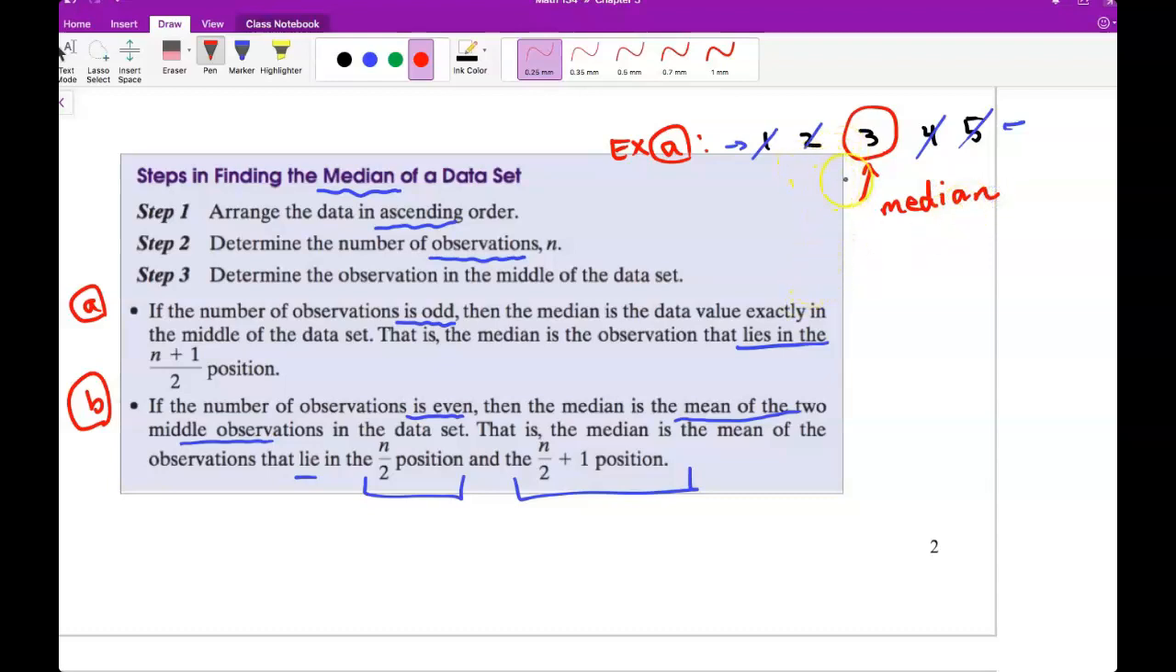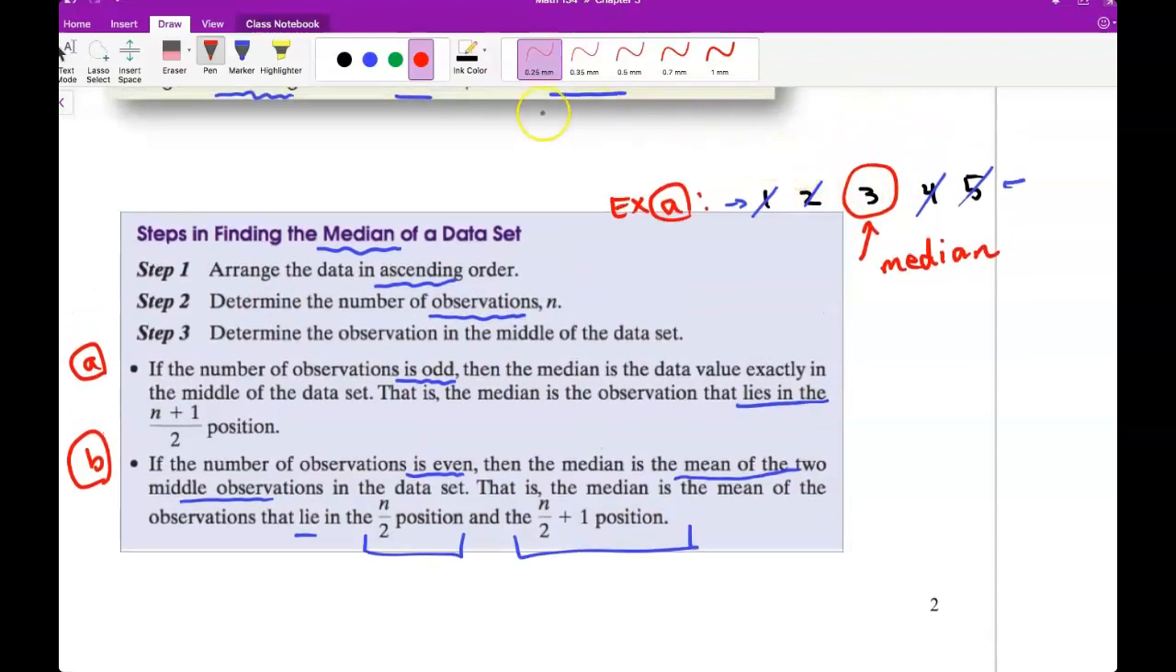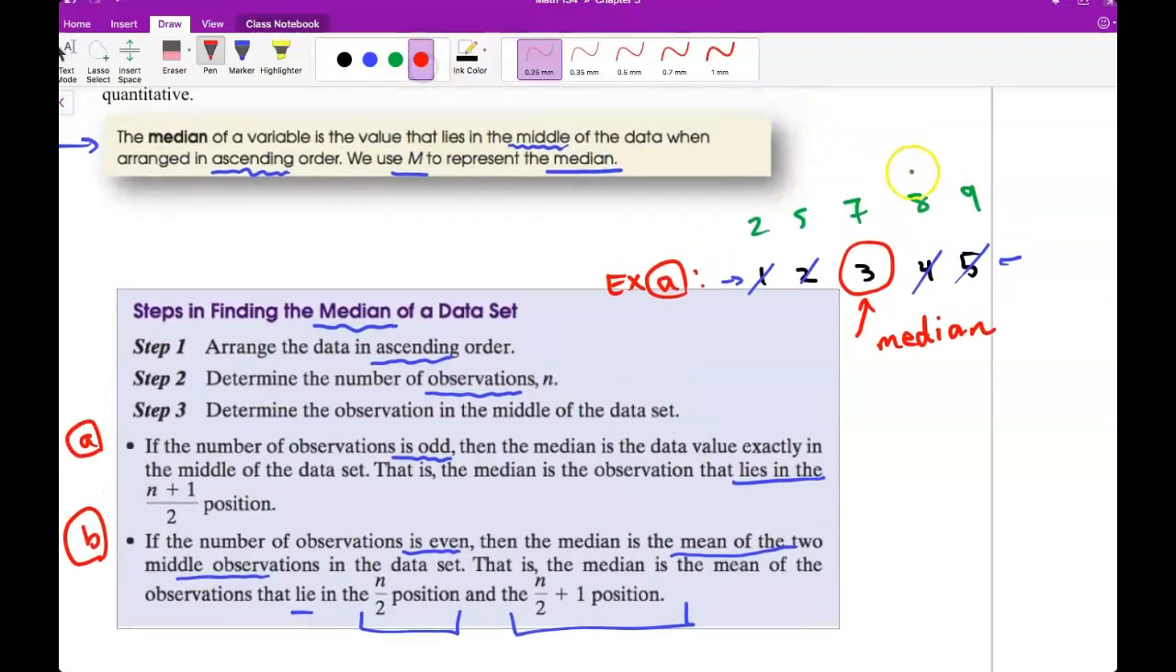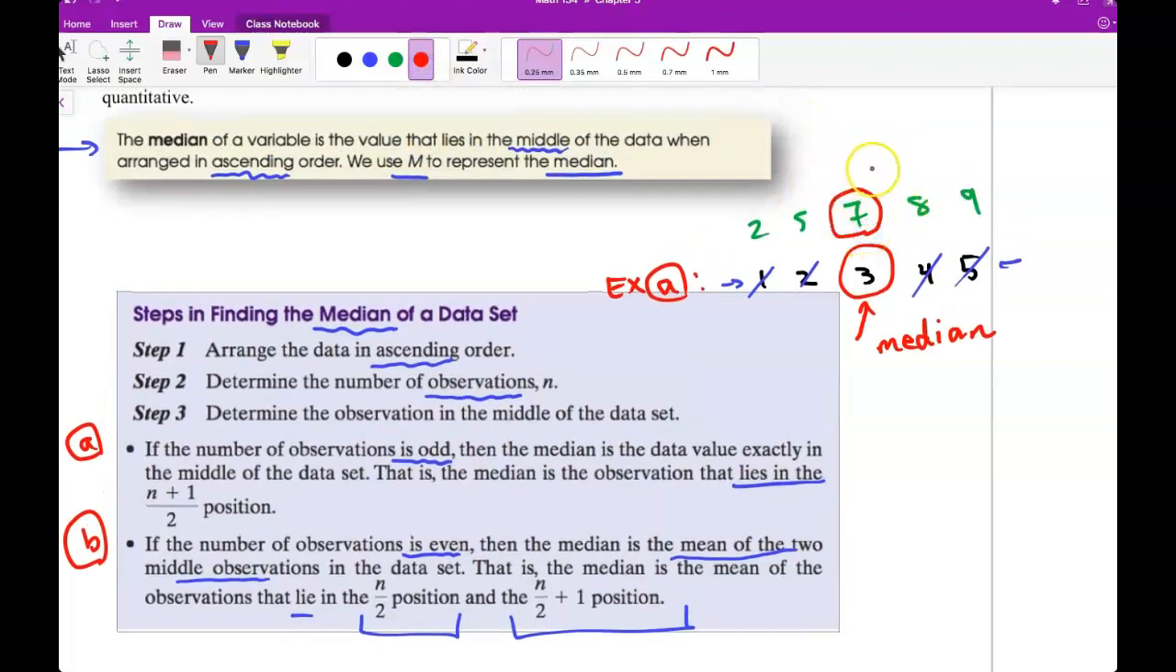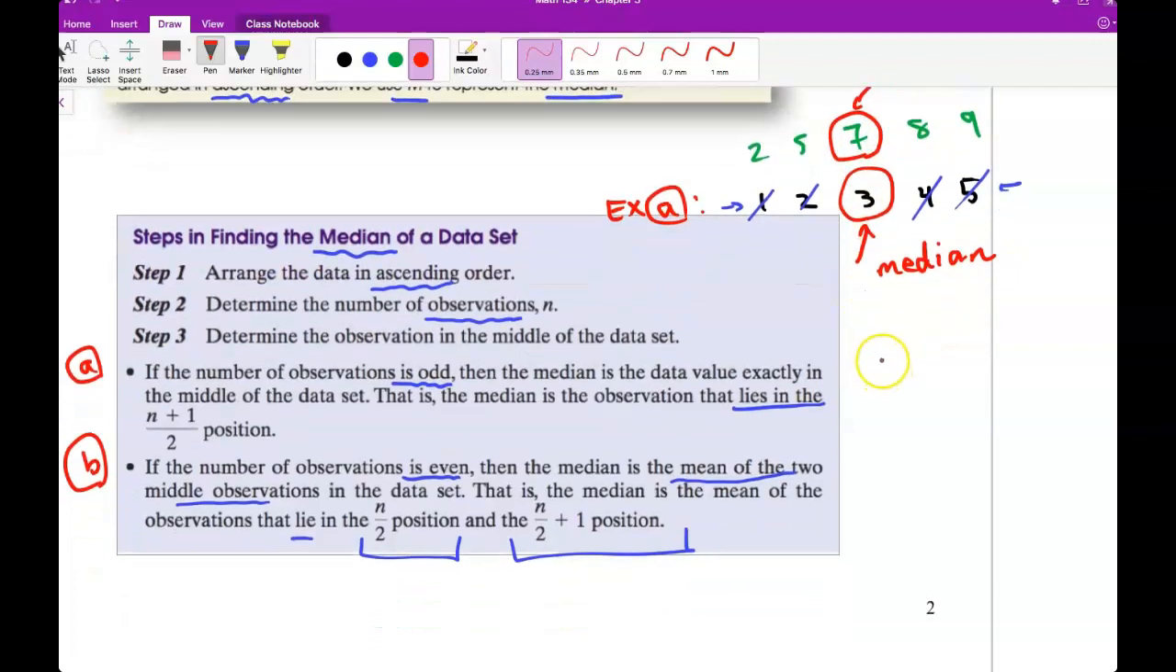Now finding the position of that one. This is in third place. It's not because I have this 3 here. This is third place. So this is first, second, third. We may have different numbers here. What if we had 2, 5, 7, 8, 9? Then again, what we have in between, this is median. And again, that is in third place.